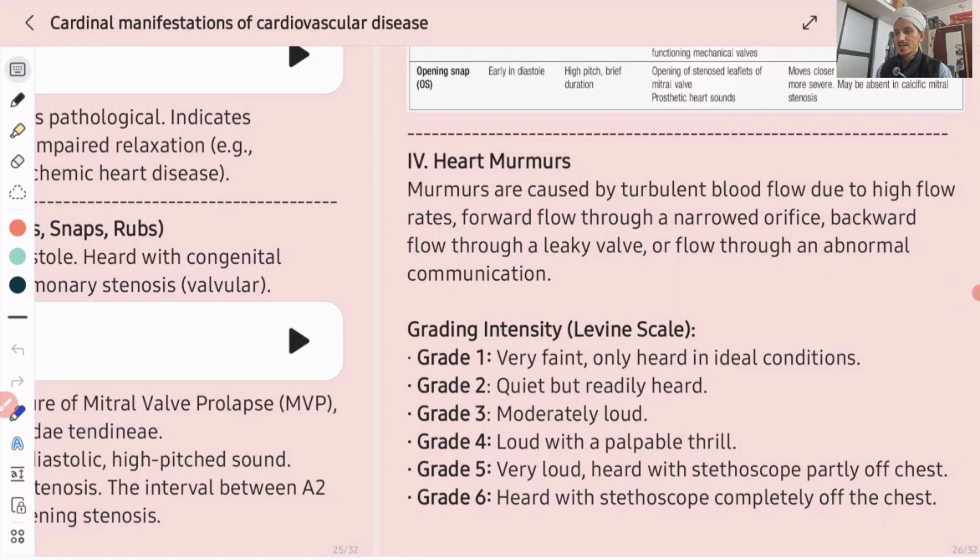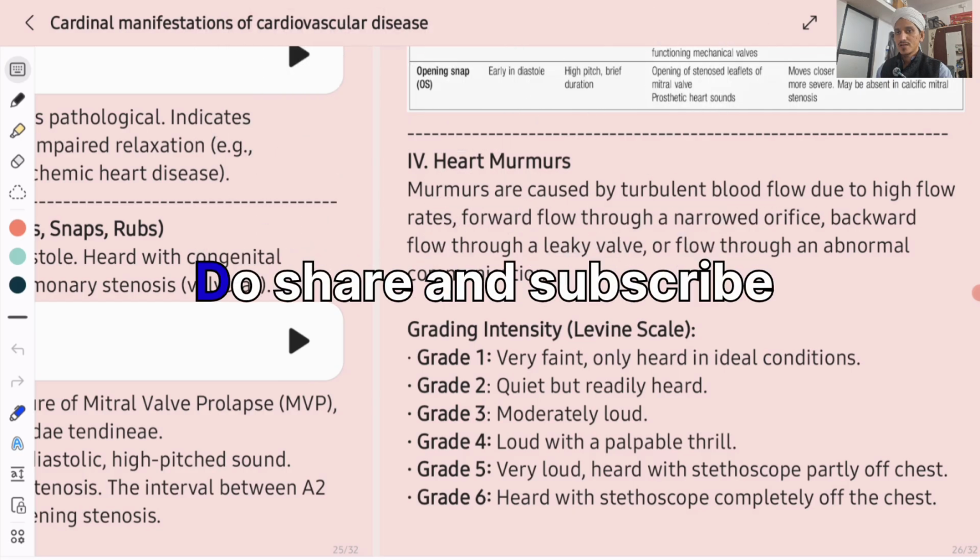Let's continue the second part of our topic, heart sounds and murmurs. So in the first part we have covered the different types of heart sounds, abnormal heart sounds. Today we will talk about heart murmurs.